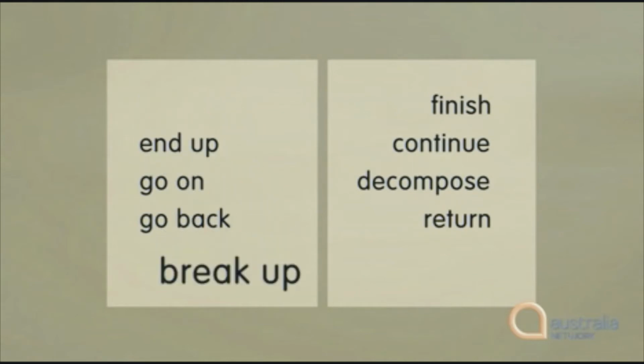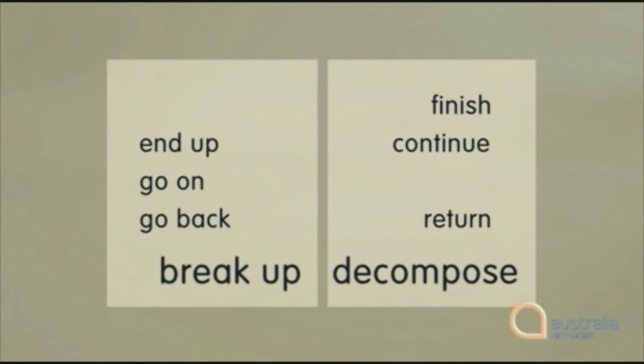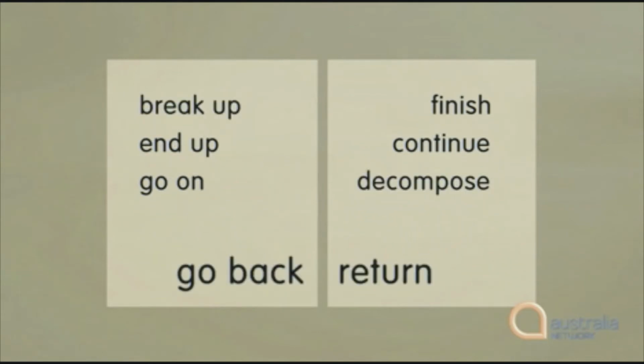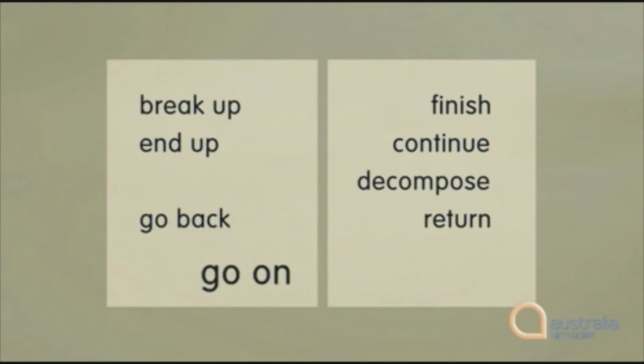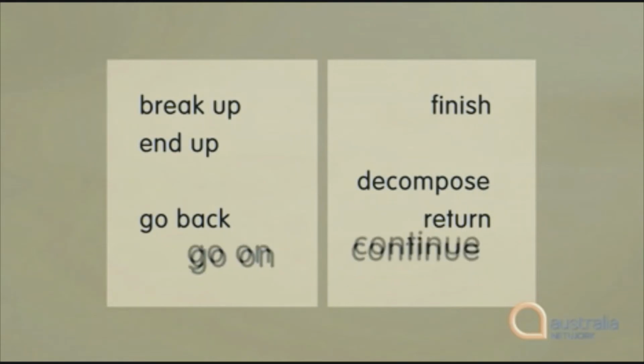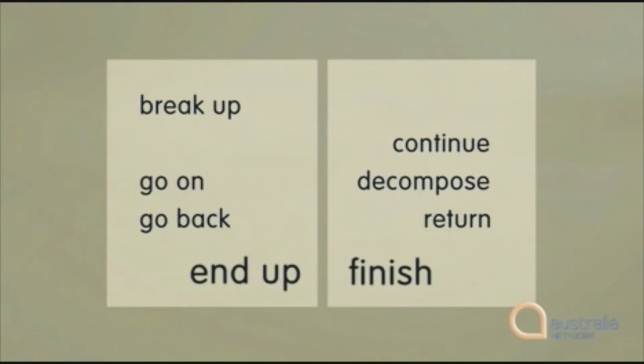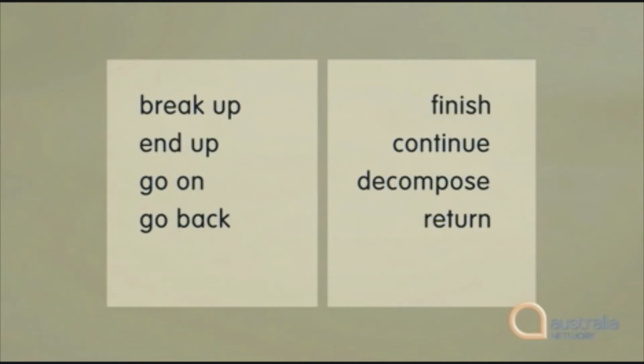Well, break down means to decompose. Go back means to return. Go on means to continue, and end up means to finish. But notice that break up can sometimes mean finish as well. We can break up from school. In formal writing, we would be more likely to use words like continue or return than phrasal verbs, which tend to be less formal. Phrasal verbs are difficult to learn because there are so many of them.